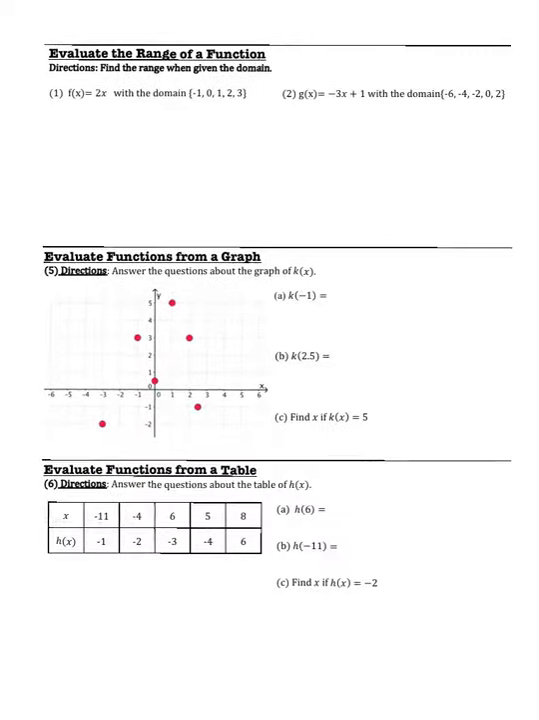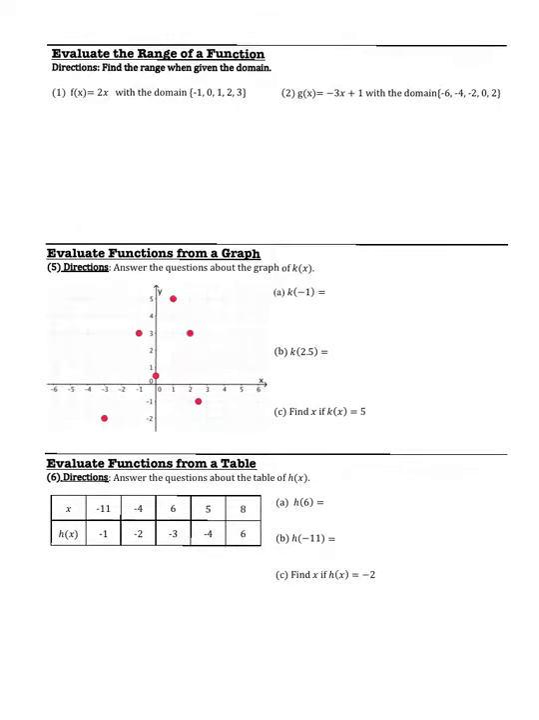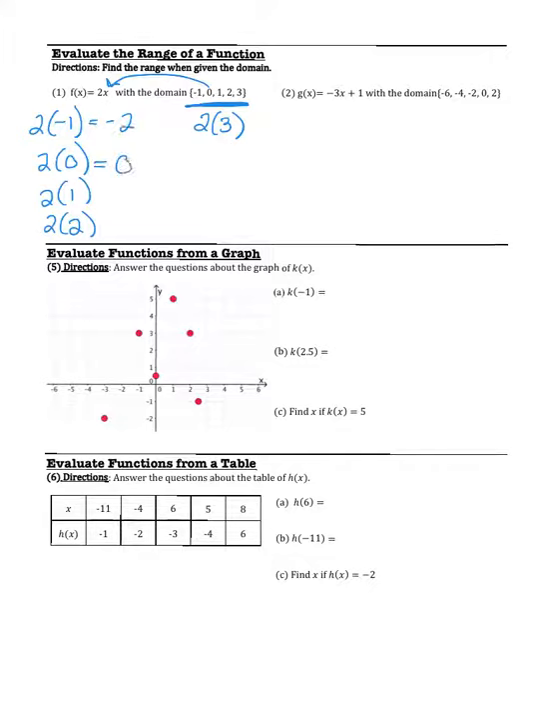Okay, so let's go on to the next side of our notes here. So we're going to evaluate the range of a function when given the domain. Essentially, it's what we just did, but we're just doing it multiple times. So I'm going to plug in all of those domain values of x into this equation. I'm going to evaluate for when x is negative 1, when x is 0, when x is 1, when x is 2, and, I couldn't fit this in here, but for when x is 3. So I'd get out negative 2, 0, 2, 4, and 6. So my range is negative 2, 0, 2, 4, and 6.